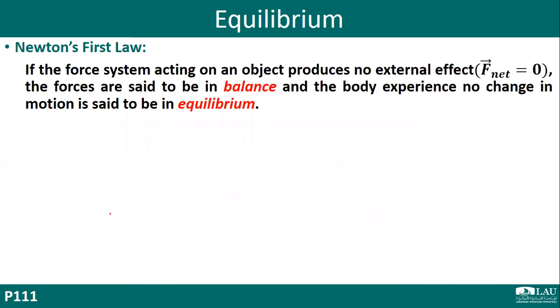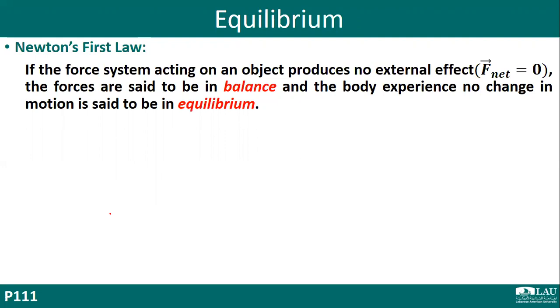Now, if the force system acting on a body produces no external effect, the forces are said to be balanced, or the body experiences no change in motion. It's said to be in equilibrium. Here it's simply the definition of Newton's first law. We know for Newton's second law, which we also studied in lab 4, that sigma F net is equal to ma. So we are applying a force that will affect the motion.